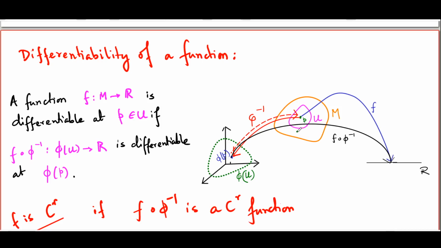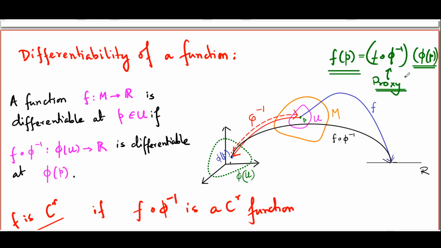And what the chart U, phi allows you to do is that it allows you to define something which I have called a proxy function in a previous video, f composite phi inverse, and note that f of p is exactly equal to f composite phi inverse acting on phi of p. Phi of p are the bunch of real numbers which provide coordinates for the point P. So what you have here is that the value of the function at a point P of the manifold is actually the value of the proxy function acting on the coordinates of the point that we are talking about.